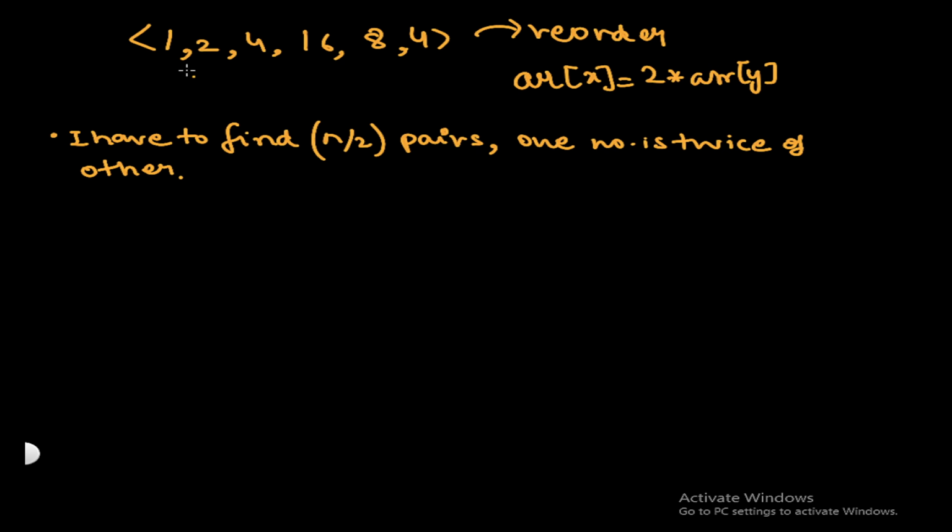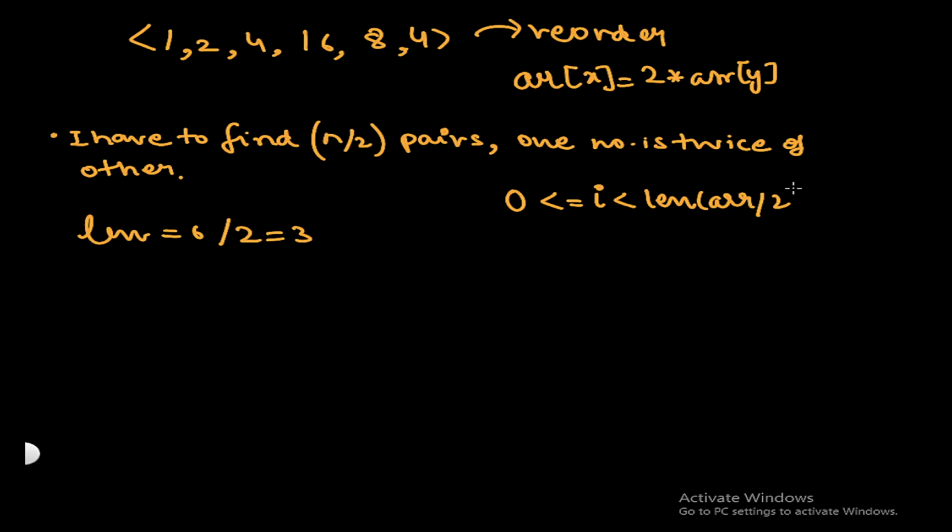Let me explain this with the help of this. The length of this array is 1, 2, 3, 4, 5, 6. My length of the array is 6. Length divided by 2 is equal to 3. As it was said in the question, my i fluctuates from 0 to length of array divided by 2. So it means my indexes are 0, 1 and 2. So I have to form 3 pairs. Let us see if we can form 3 pairs with the help of this array.